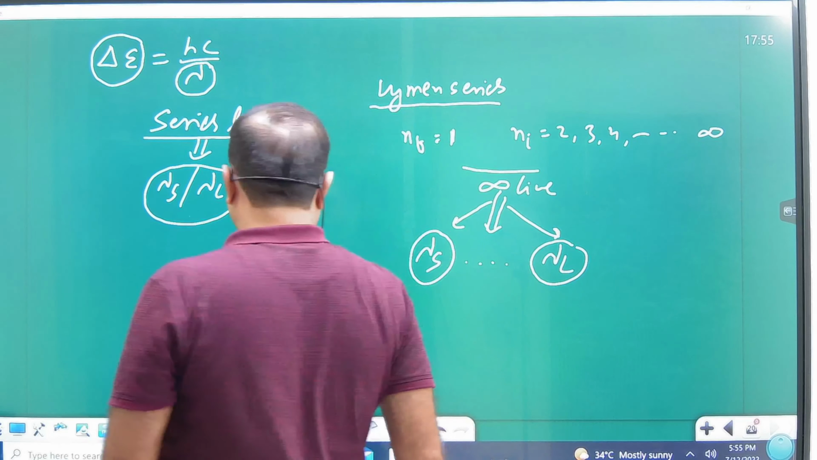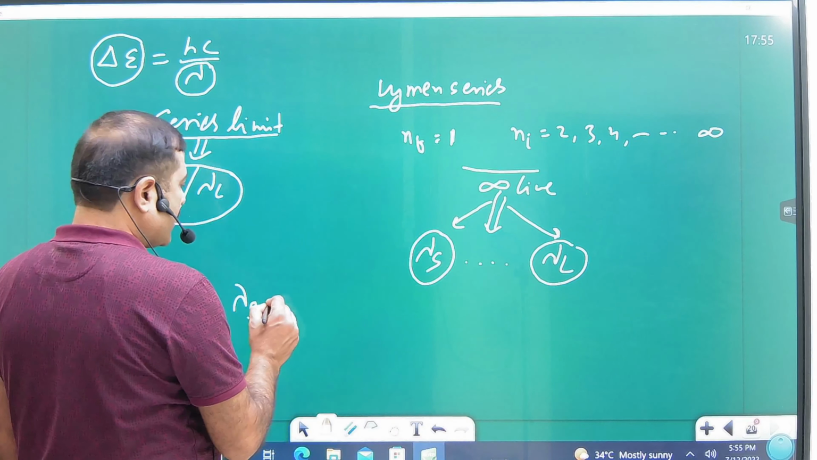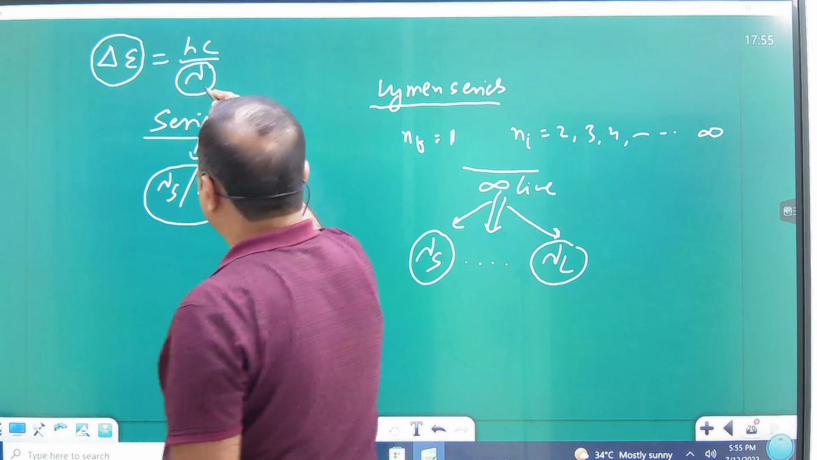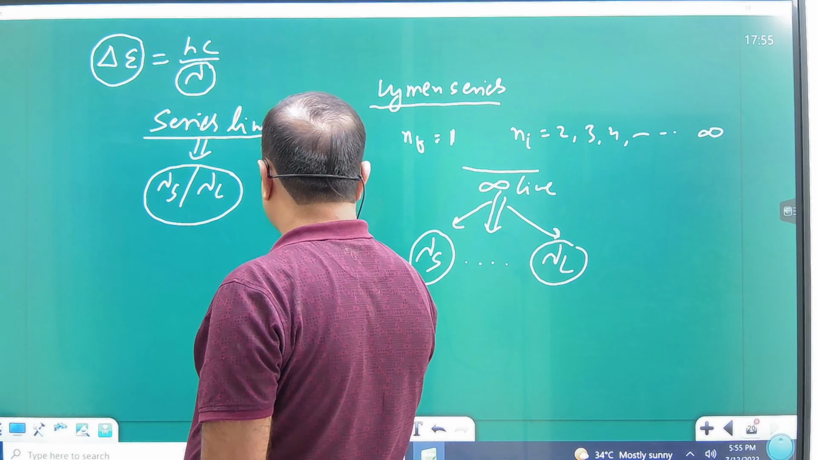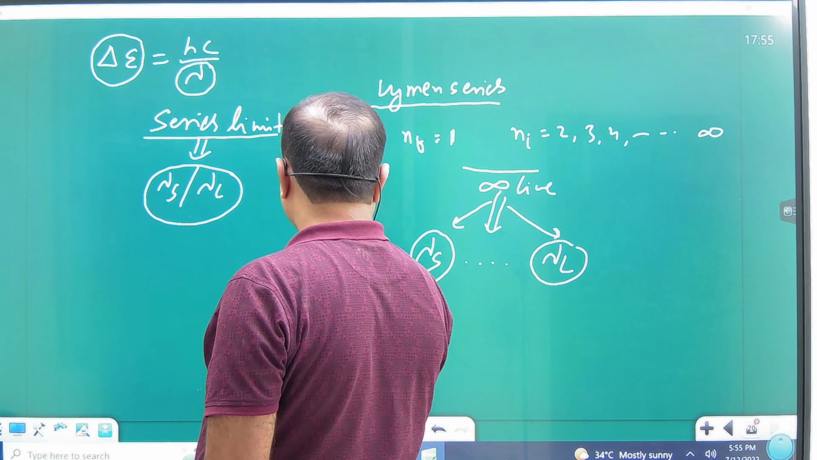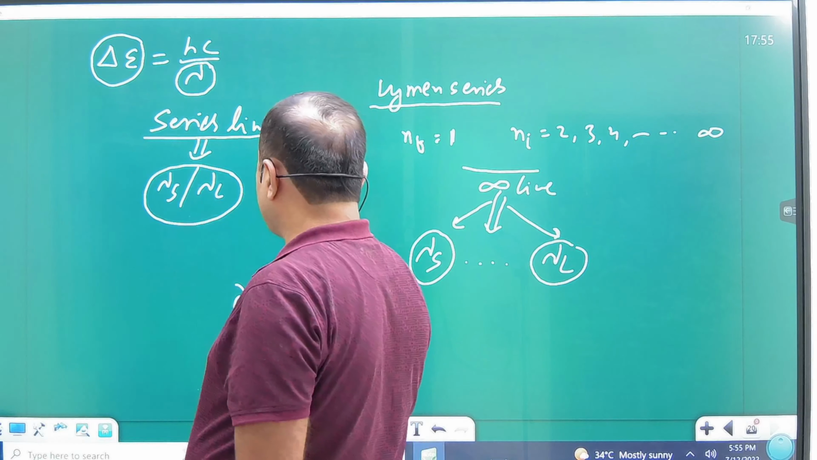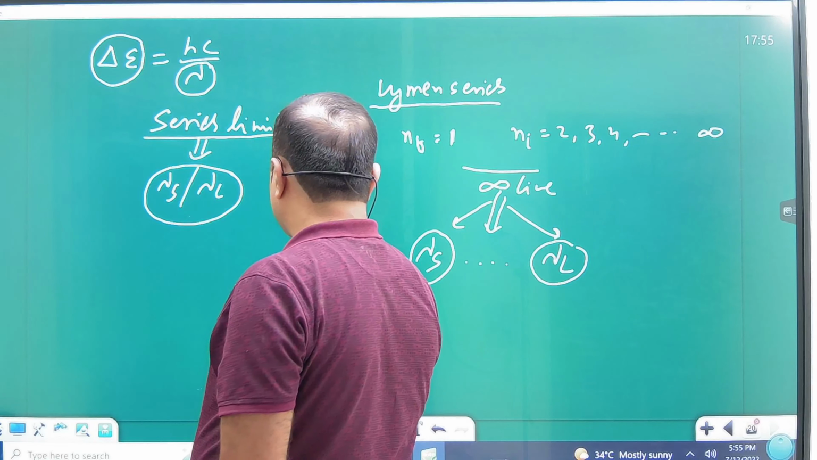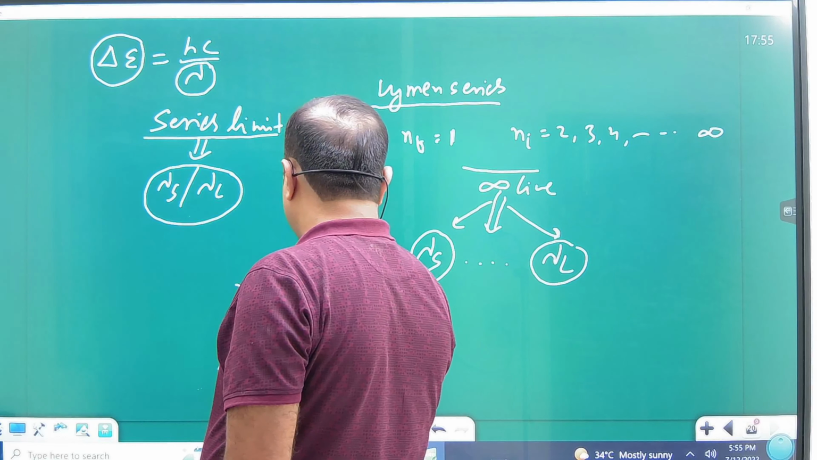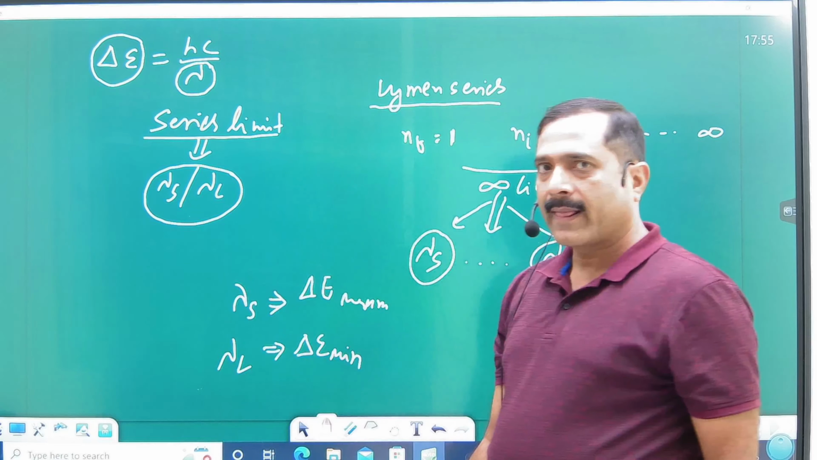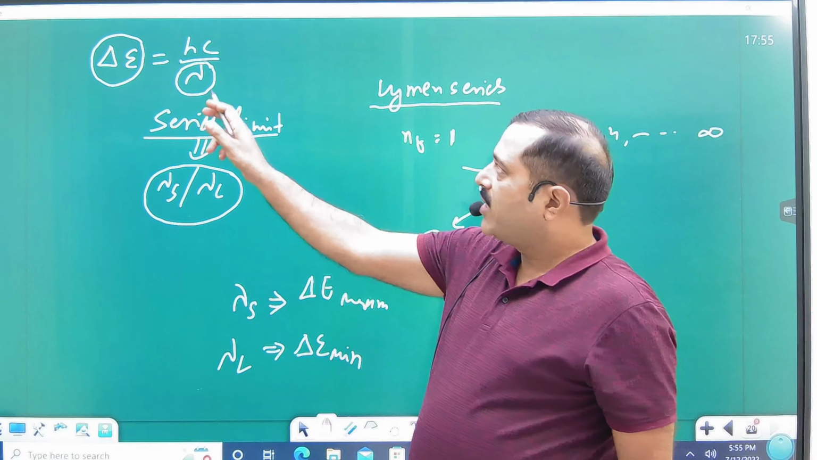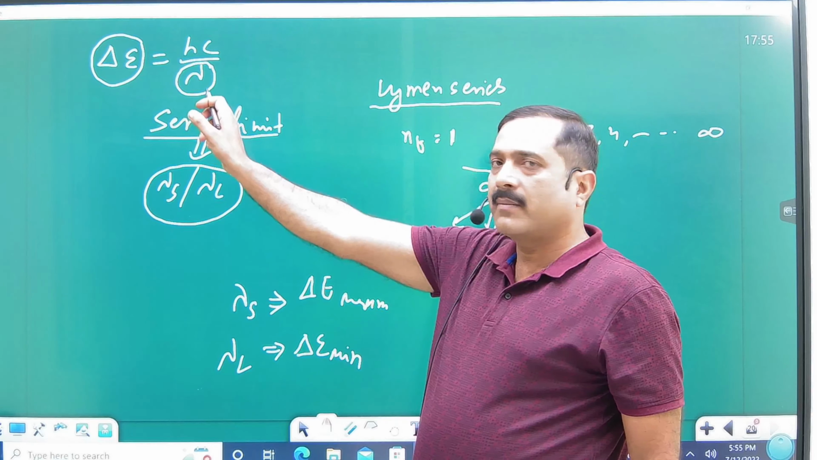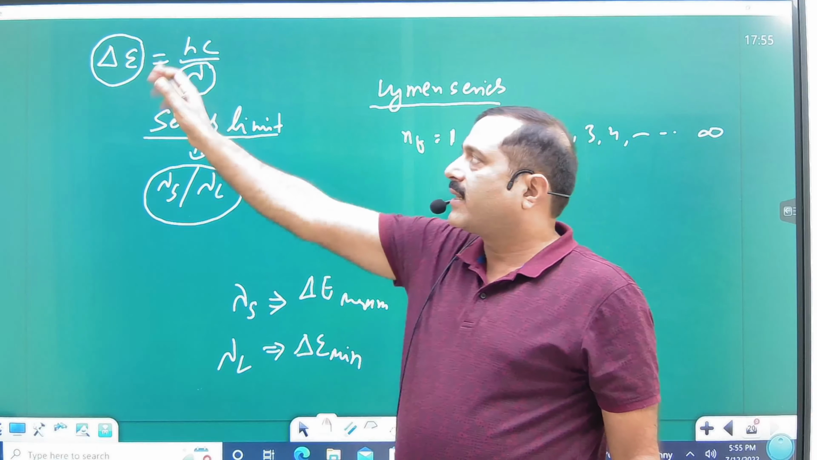So let us consider lambda shortest. For lambda to be shortest, delta E must be maximum, and for lambda to be longest, delta E must be minimum. Change in energy, the difference in energy, must be minimum. Look carefully: if lambda is to be maximum, the longest value, the energy difference must be minimum.